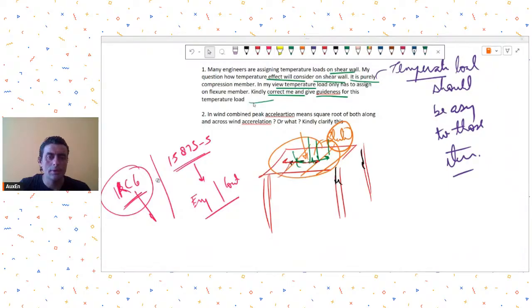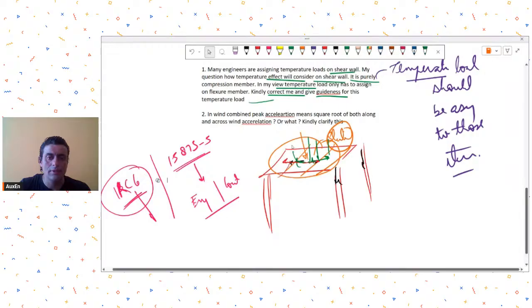Then the next question is from, okay, no, Mr. Ravi has another query. In wind combined peak, in wind, there should be a comma. Combined peak acceleration means square root of both along and across wind acceleration, or what? Kindly clarify.